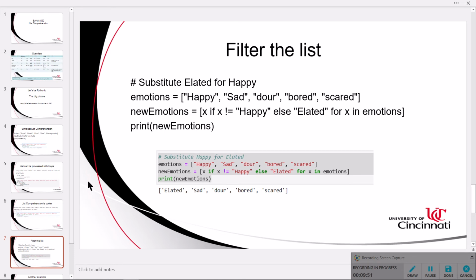Back to the slides, number 7. Here's another example. I have a list: happy, sad, dour, bored, scared. Okay, emotions. And the variable is called emotions. How about that? And then my list comprehension says if it's not equal to happy, I want elated. Can you make sense of that?